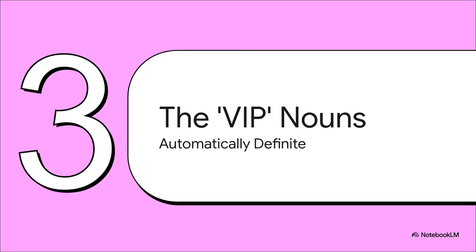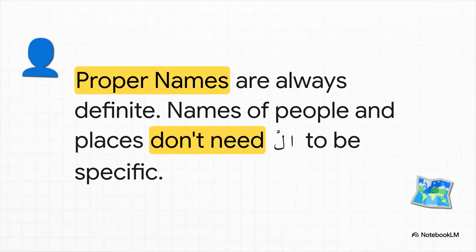But here's a cool little twist. Some nouns are so important, so specific all on their own, that they're just definite by their very nature. They don't even need that al prefix to be considered definite. Let's just call them the VIP nouns. So, the first group of these VIPs is proper names. And it makes total sense if you think about it, right? The name Ahmed isn't just any person, it's a specific person named Ahmed.